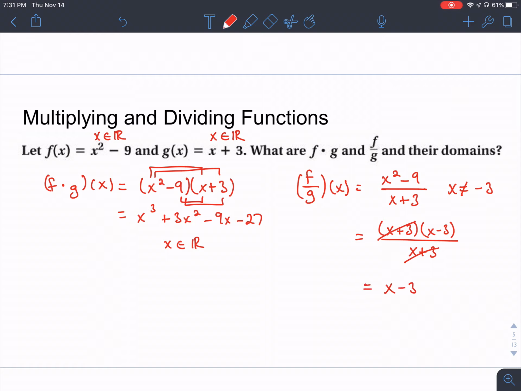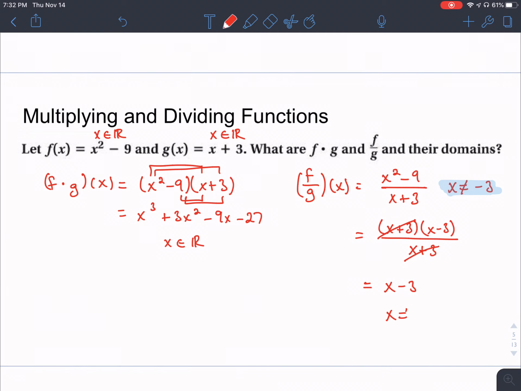Now, x minus 3, as we know, has an unlimited domain. However, we have already limited our domain in the very first step. So even though we divided out a portion, this still holds true. The x cannot equal negative 3. So we would say f over g of x is equal to x minus 3, where x does not equal negative 3. We actually have to state that. Even though we divided it out, we still have to state that x can't equal negative 3. It's actually really, really important to understanding this.